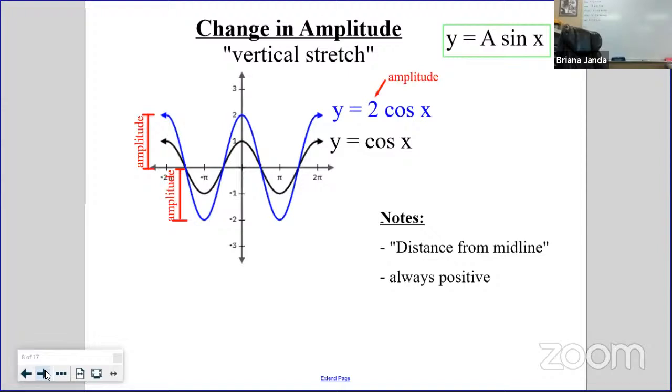In the original, our amplitude is 1. So I went a distance of 1 above and then 1 below. If we have a transformation giving us a different number, like this 2 does right here, notice as I leave my midline, I go a distance of 2 away from my midline to match my amplitude. And again, as I identify this, I will always identify it as a positive, because just like we did with our last transformations, a negative will be a reflection over the x-axis. Amplitude will always be indicated as a positive. It's a distance. Distances are positive. Questions?